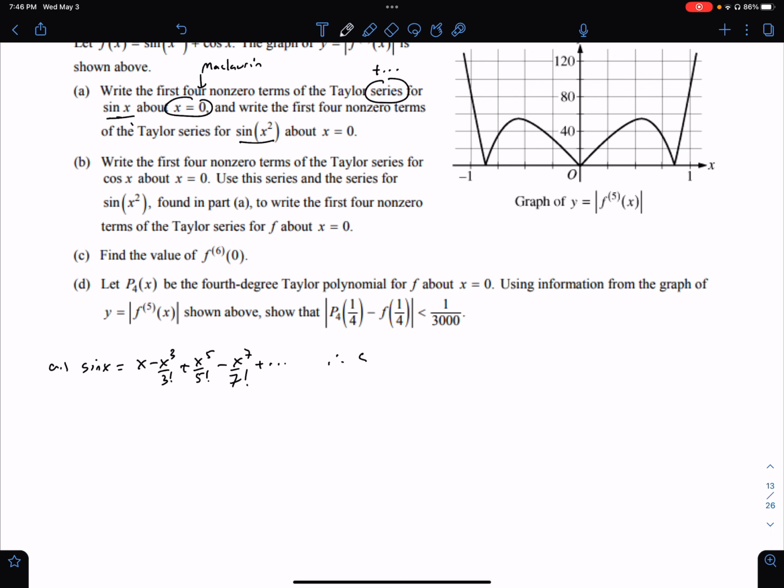Next, we want sine of x squared. Well, all we're going to do now is everywhere we see an x, we're going to replace it with x squared. And this, of course, is going to become equal to x squared minus x to the 6 over 3 factorial plus x to the 10th over 5 factorial minus x to the 14th over 7 factorial plus dot dot dot.